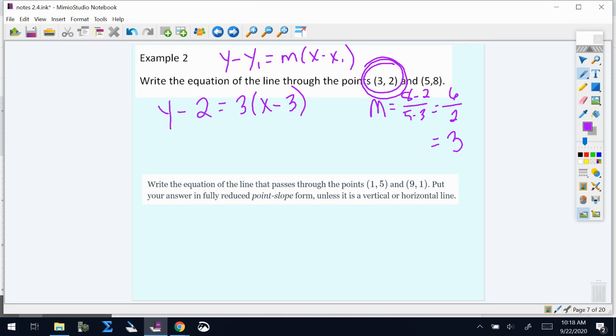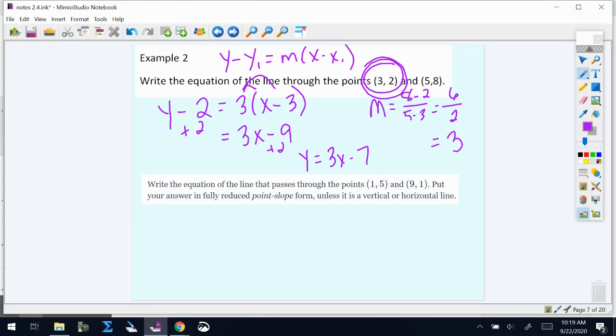Depending on how they ask you to finish your answer, if they say put it in point slope, you're done. If they want you to put it in slope-intercept form, you have some extra work to do. You need to distribute. So I'm going to distribute the 3. So 3x, 3 times -3 is -9. And then I'm going to add 2 to both sides. So my final answer is 3x minus 7. If they want it in slope-intercept form, that's what you have to do.